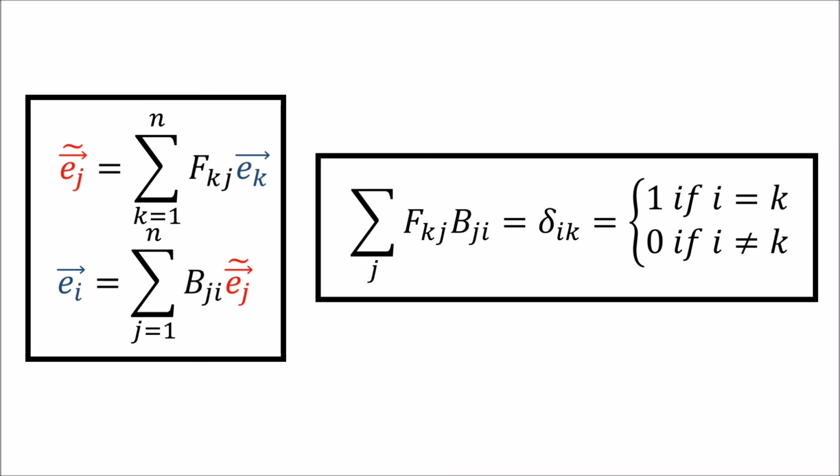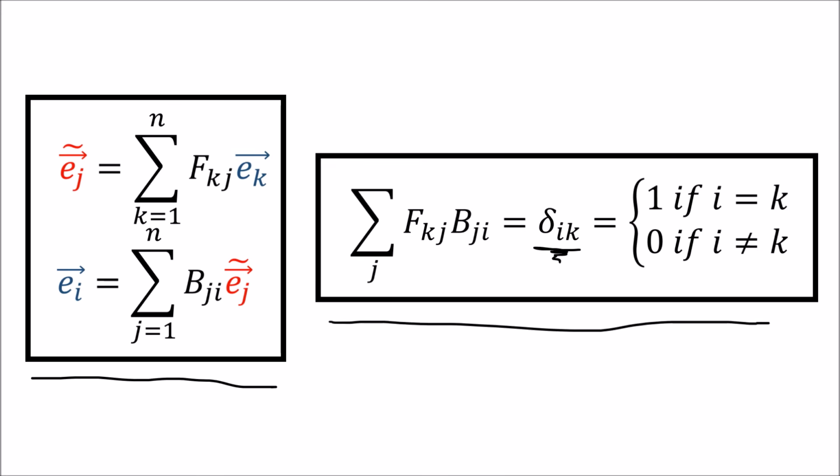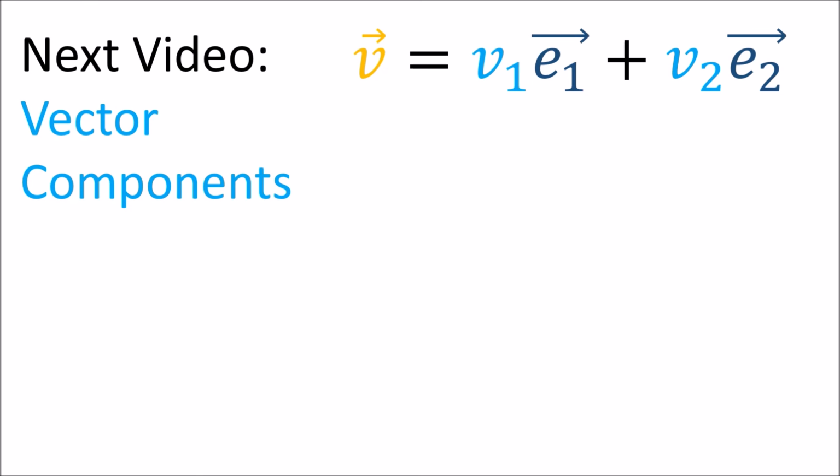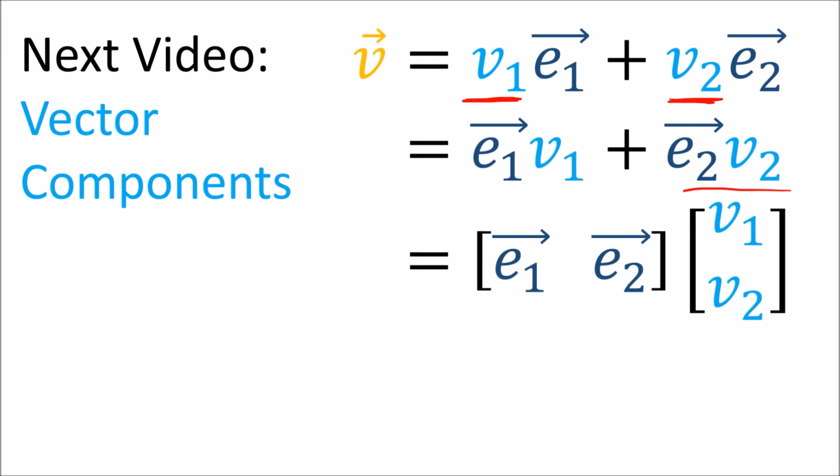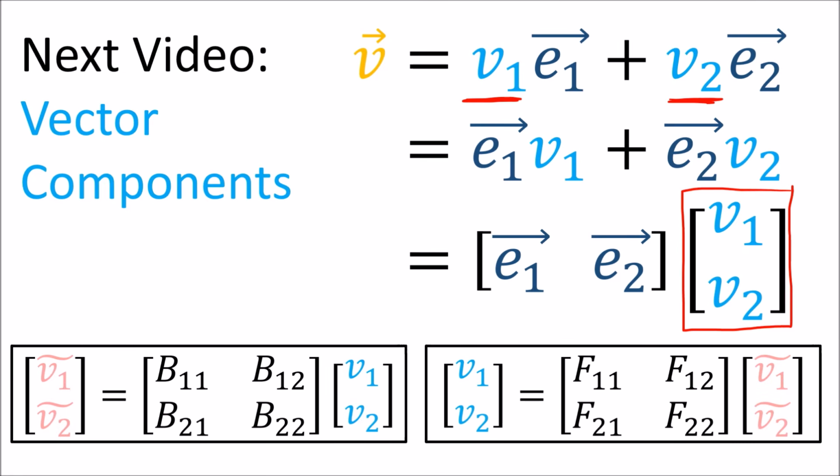Okay, so to sum up what we learned in this video, we learned the formulas for the forward and backward transformations in n dimensions, and we also showed that the forward and backward transformations are inverses of each other, because when we multiply the f and b matrices, we get the identity matrix, whose entries are given by the Kronecker delta symbol here. In the next video, we're going to look at vector components, which allow us to build generic vectors out of basis vectors, where the components are normally written as columns. The forward and backward matrices will transform the columns like this.